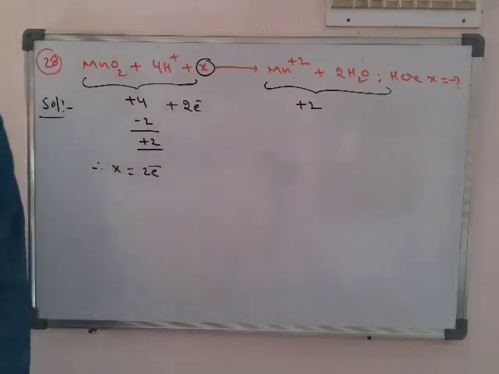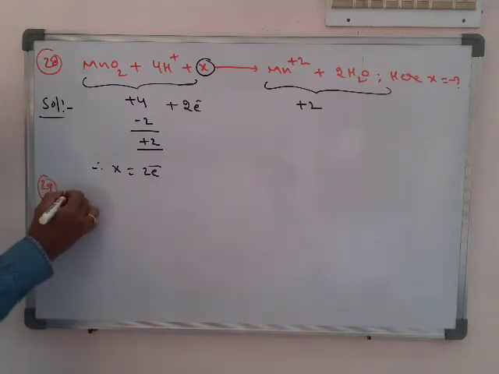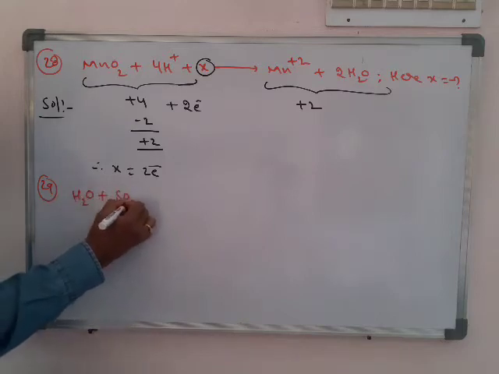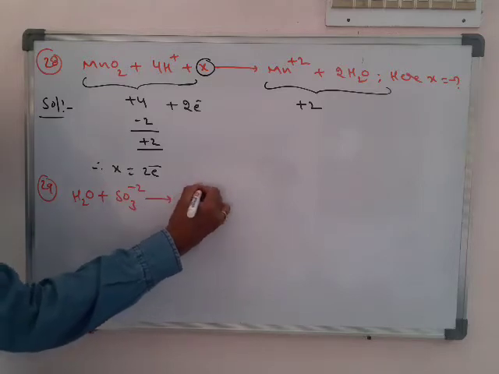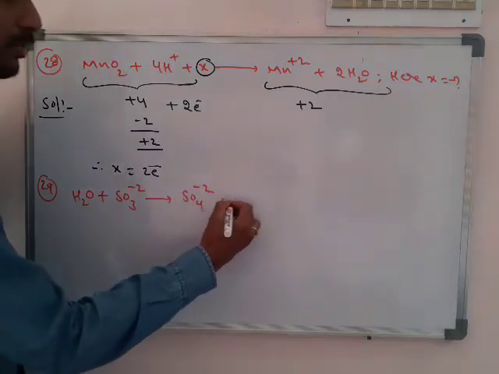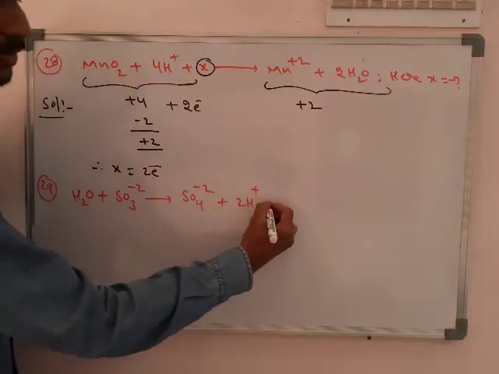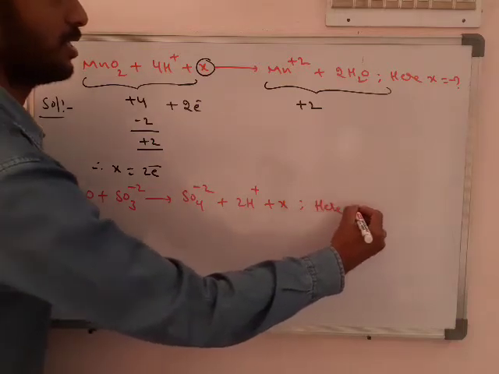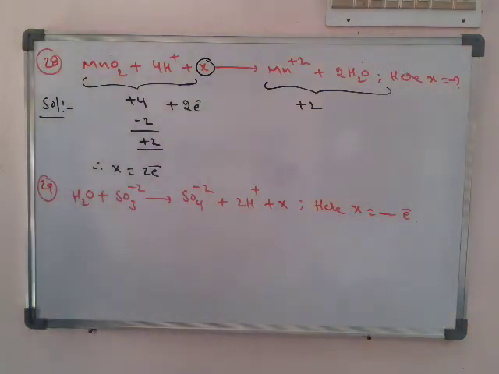There is one more question on the same idea. Balancing the charge by adding the required number of electrons is very important. That's why we are doing one more question based on it. Again the same question: X equals dash electrons. Again it is based on balancing the equation.